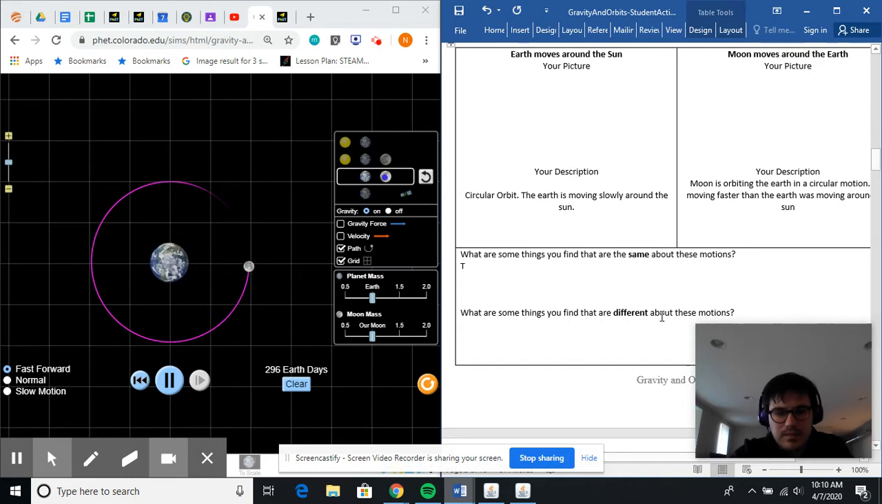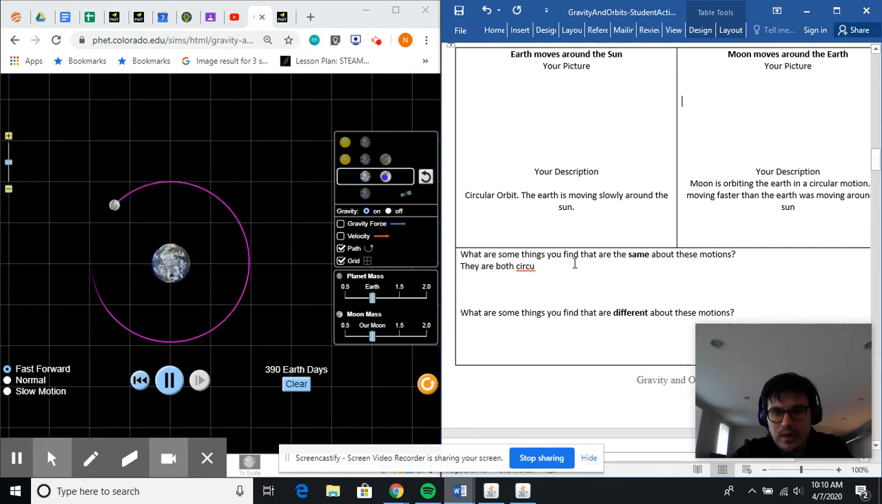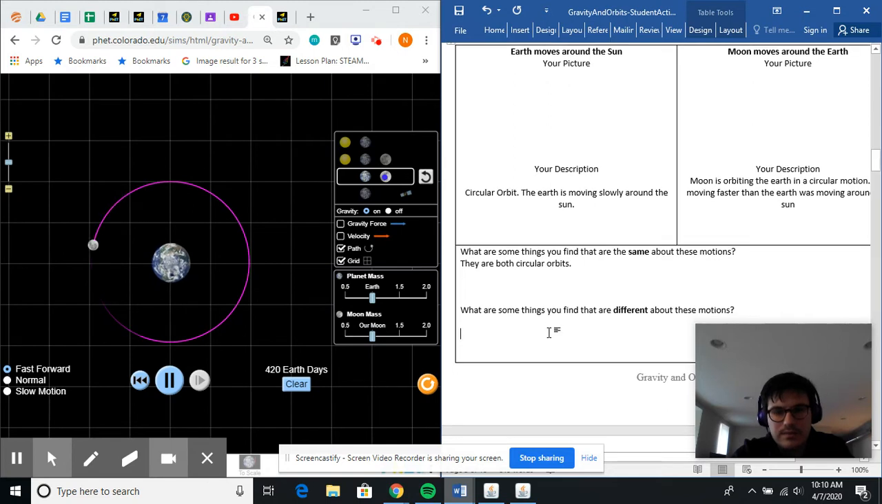Again, what is the same? They are both circular. And please draw what these look like. I'm not able to on here because I'm limited with what I can do over here on Word. But they're both circular orbits. What's different? The moon is moving much faster.